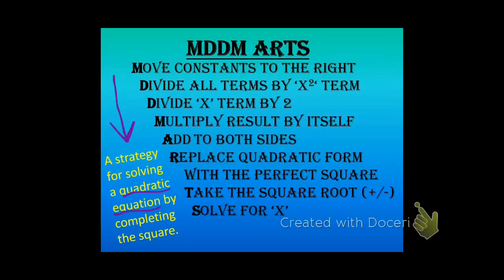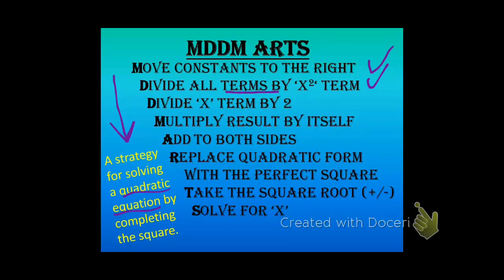So first step is we'll move all constants to the right. So if it's not an x term, there's not a variable with that, we'll move those to the right side of the equality, leave all the x terms on the left. I need a positive 1 in front of my x squared term, so we're going to divide everything by any number or coefficient that may be tied to that.